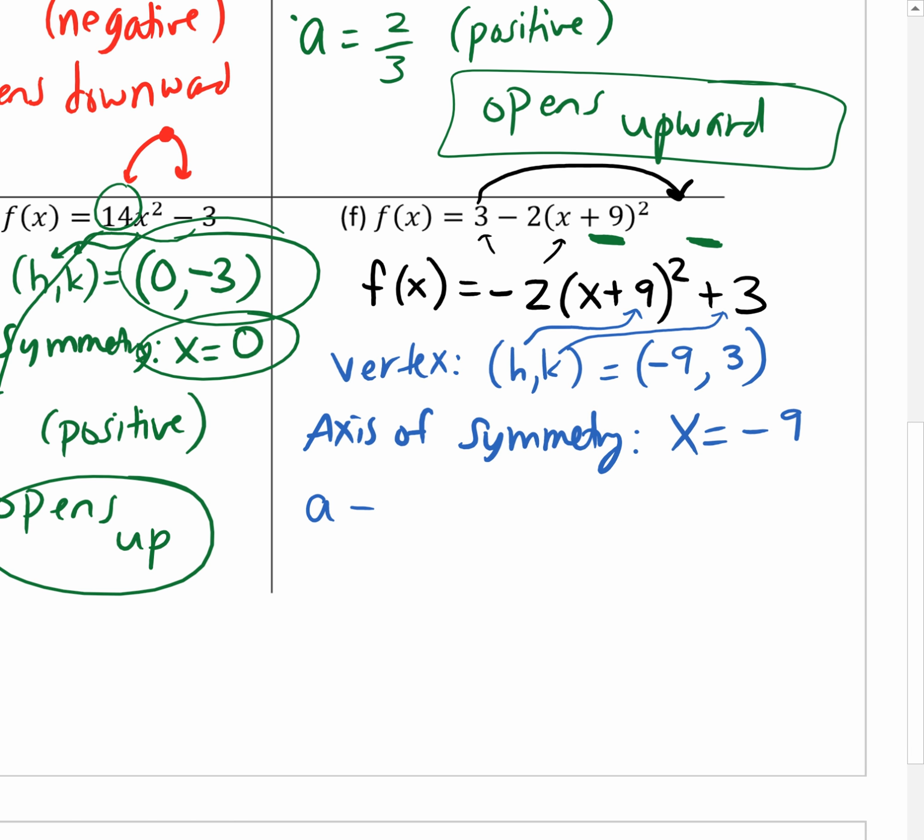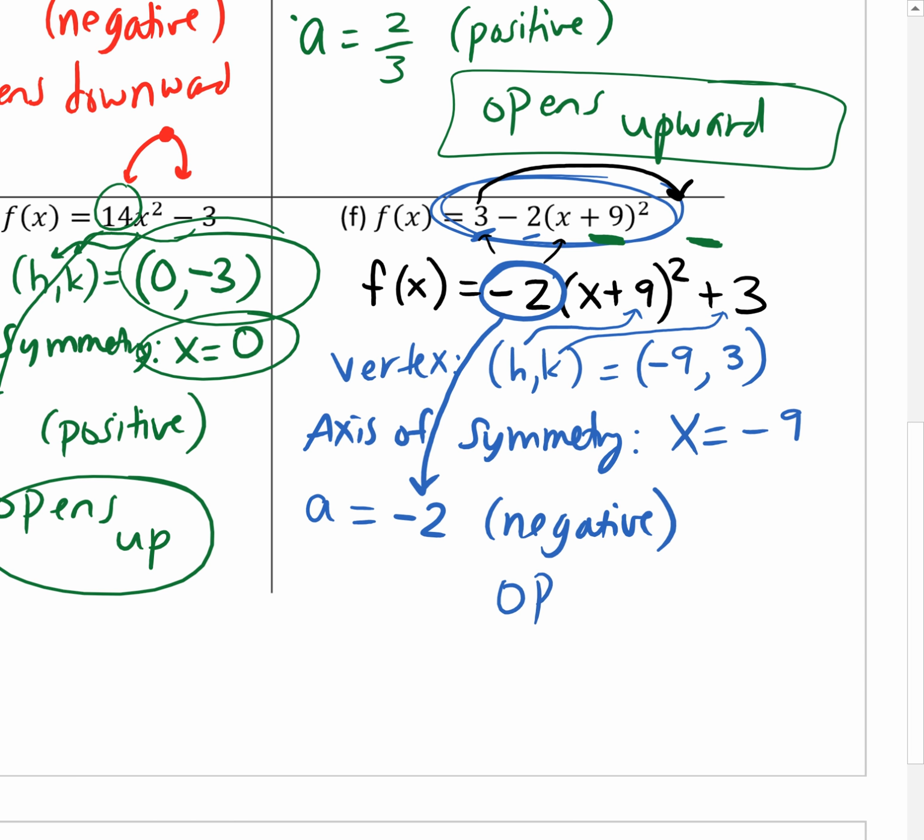And then the last part, the value of a. You know what, I might have gotten confused if I left it as is. I would have thought, wait, is it the 3 or the 2? But now that I have it like this, I can tell the coefficient of x squared, or the coefficient of the thing being squared, is -2. And all that matters is that that's a negative number, so this parabola would open downward.